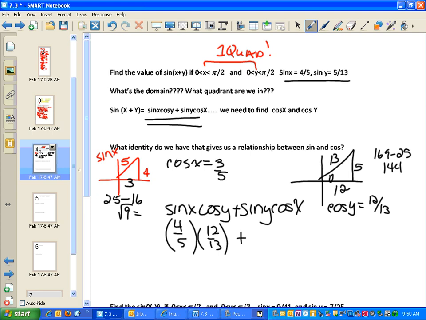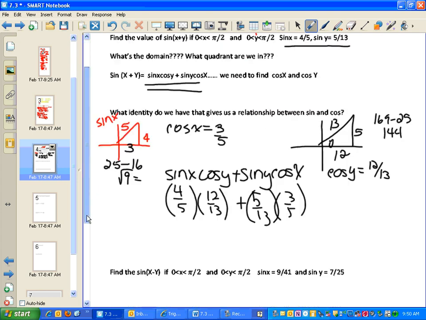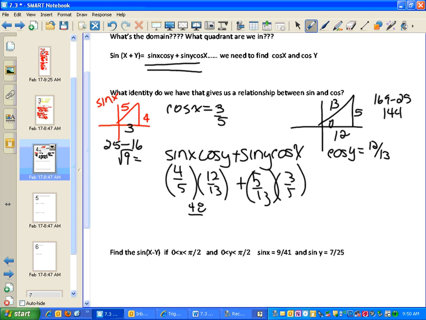Sine of y is 5/13. Cosine of x. Therefore, as I'm adding these, I'm going to get 48 over 65 plus 15 over 65, right? Which is 63 over 65. When sine of x was 4/5 and sine of y was 5/13.